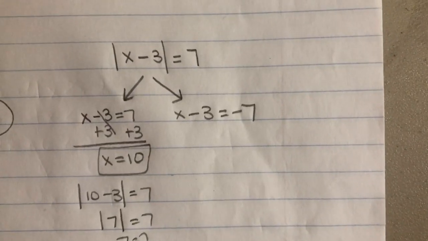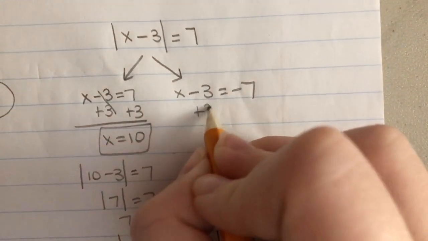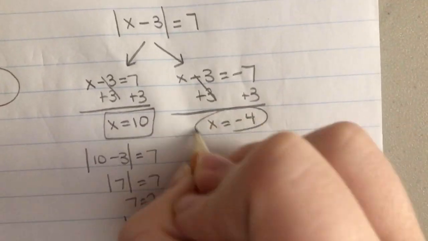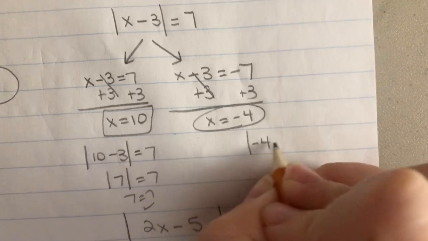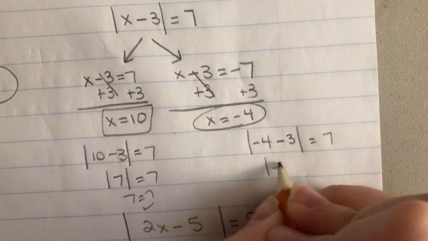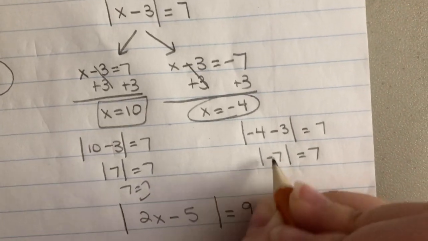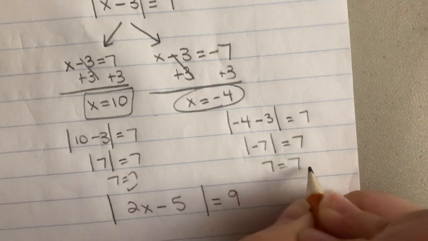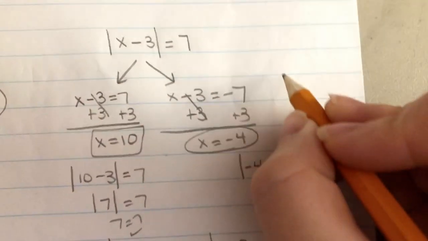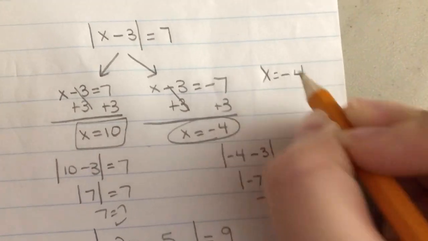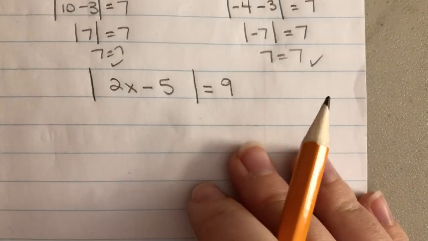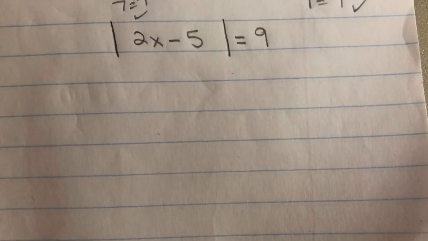But on the other side, if I was to add 3 to each side, you would get x to be -4. And then if I was to take a look at that, -4 minus 3 is -7, and then the absolute value of -7 is still 7. So it's true either way. So this is going to be the type of problem that'll have 2 answers. Technically x could have been -4, or it could have been 10. Either would work.